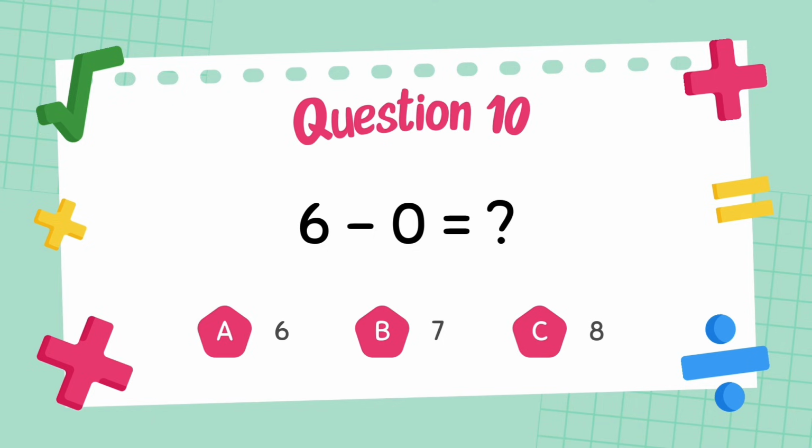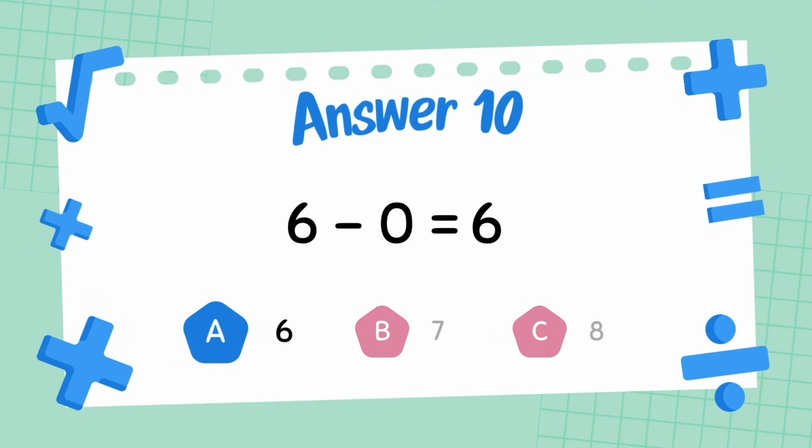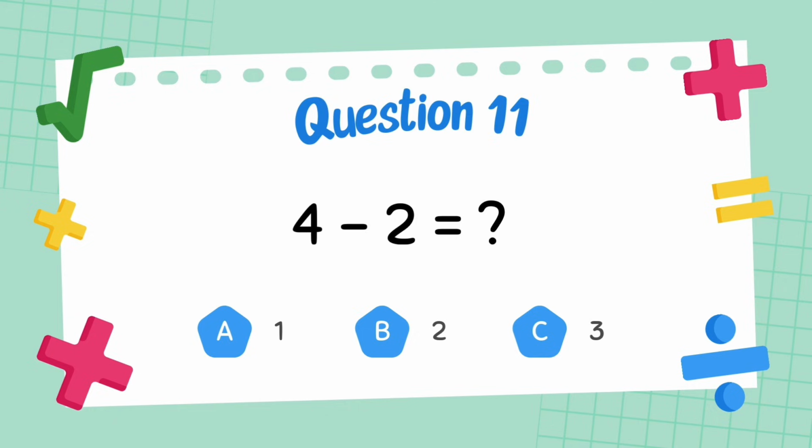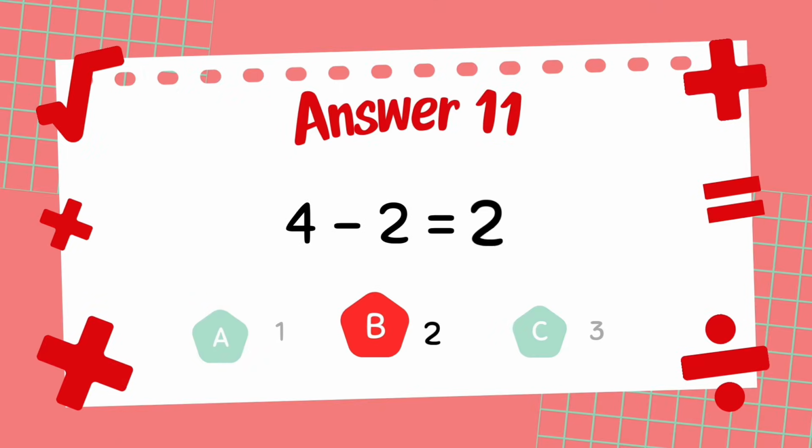What is 6 minus 0? The answer is 6. What is 4 minus 2? The answer is 2.